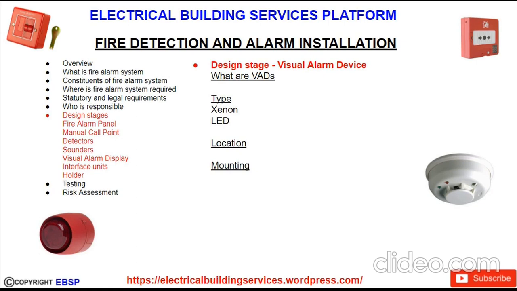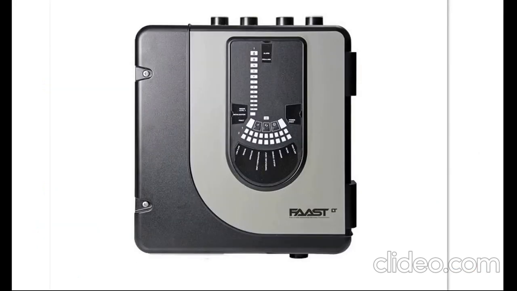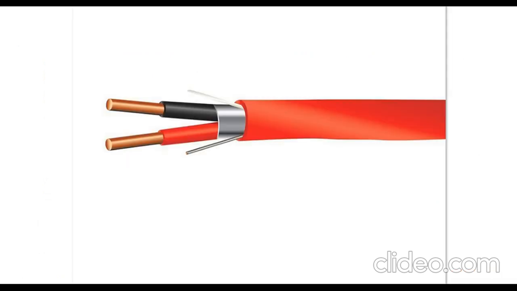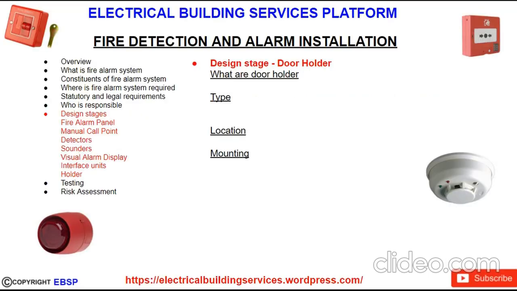I'll go over it again. We have the heat detection, with two types of heat detectors: the rate of rise and the fixed temperature. The second one is the smoke detection. Under the smoke detection, we have the ionization smoke detection, the optical smoke detection, and the carbon monoxide beam detection.